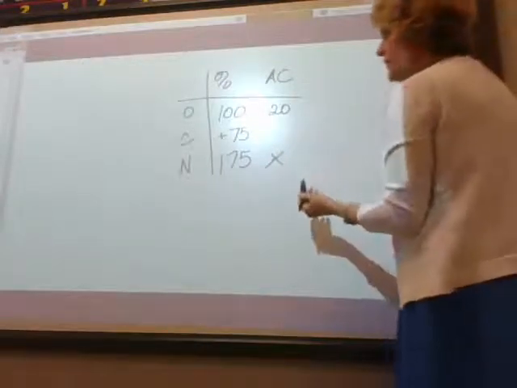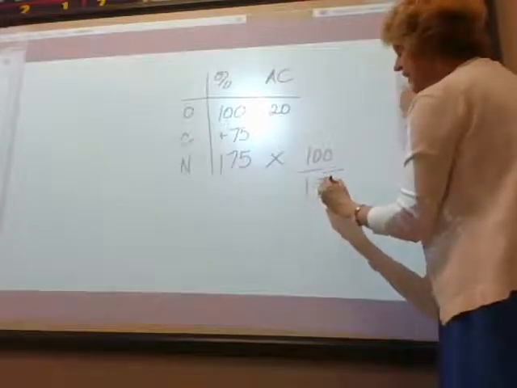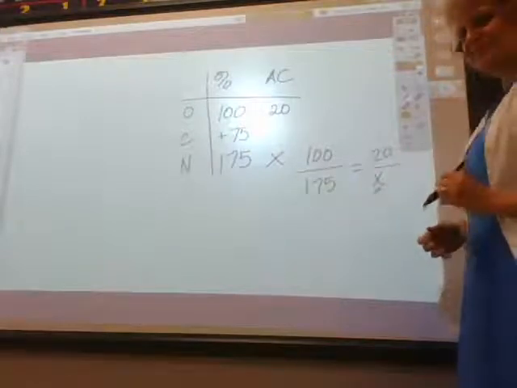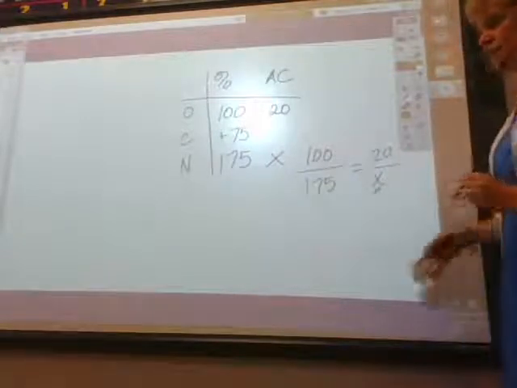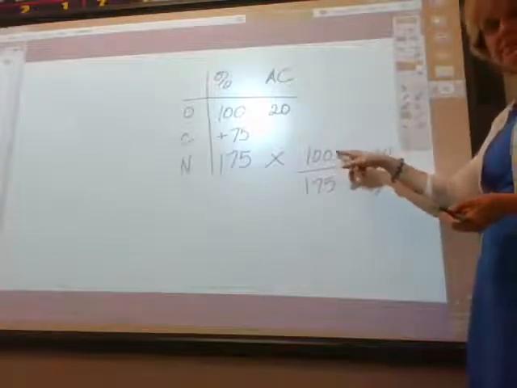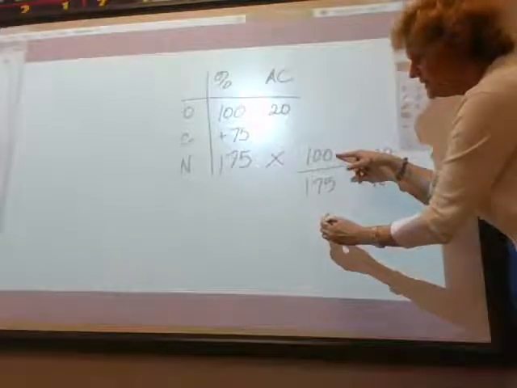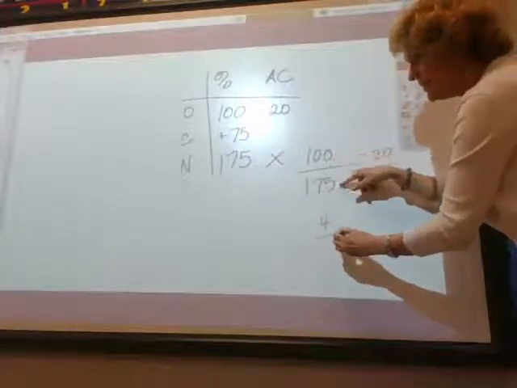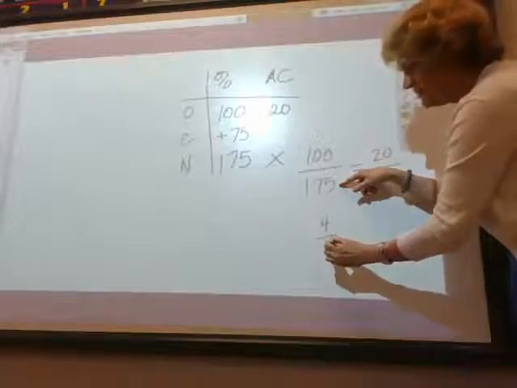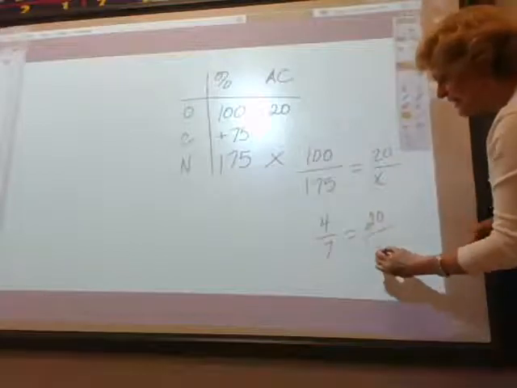Okay, so we have 100 over 175 equals 20 over x. You can try to reduce this. Maybe that's what we'd want to do. 25 goes into both of these, doesn't it? 25 goes into 100 4 times. 25 into 175 would be, let's see, 7. All right, equals 20 over x.